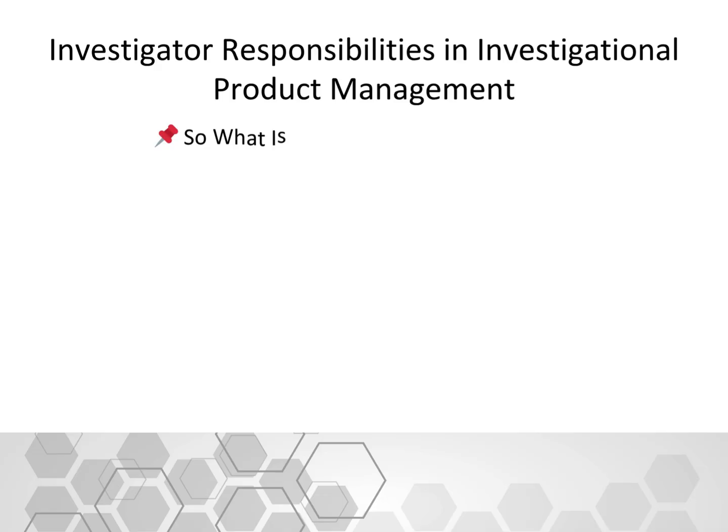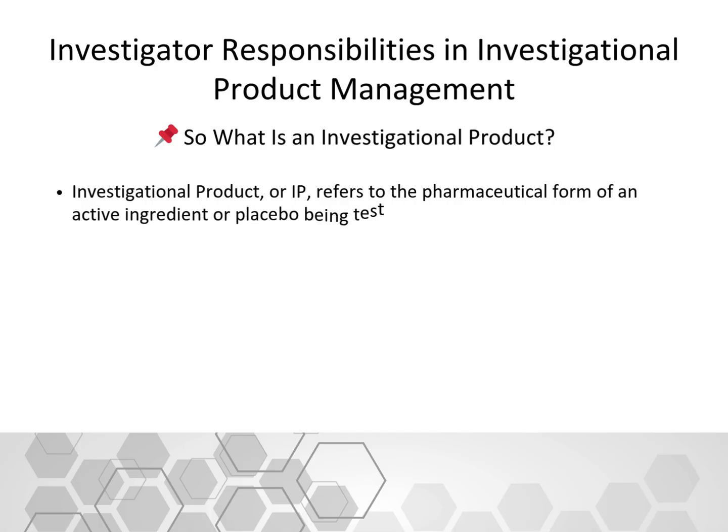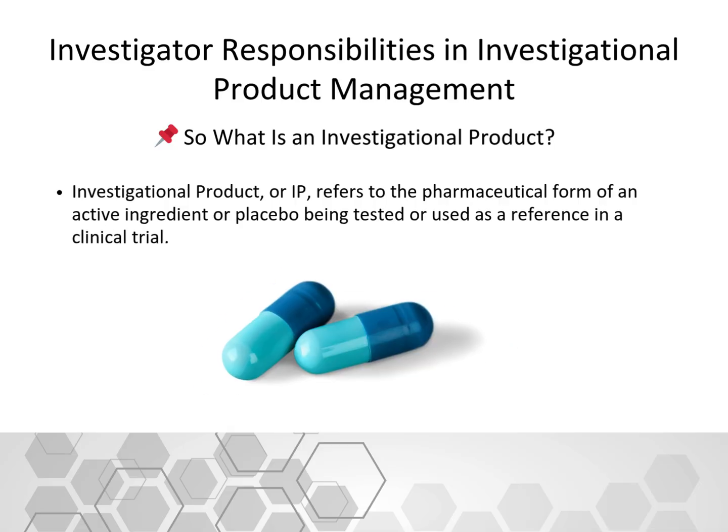So, what is an investigational product? Let's clarify this first. The term investigational product, or IP, refers to the pharmaceutical form of an active ingredient or placebo being tested or used as a reference in a clinical trial. It could be a new drug, a new formulation, or even a new route of administration of a known medicine. Whatever it is, if it's part of the study protocol, then how it's received, stored, dispensed, returned, or destroyed becomes a matter of strict accountability.